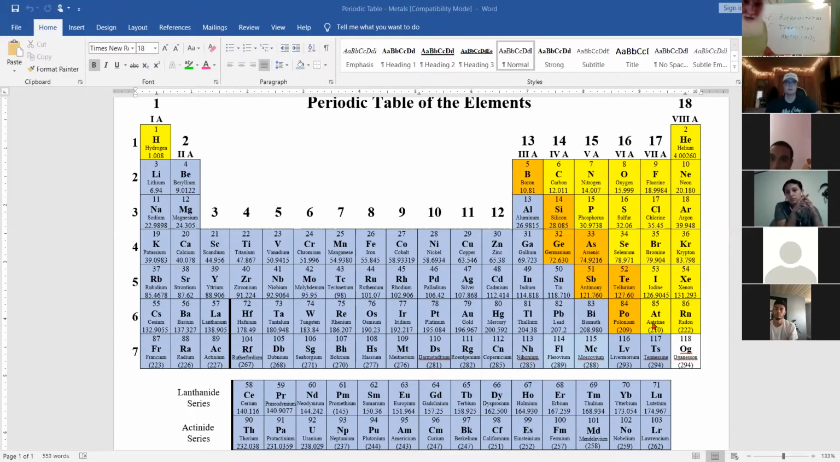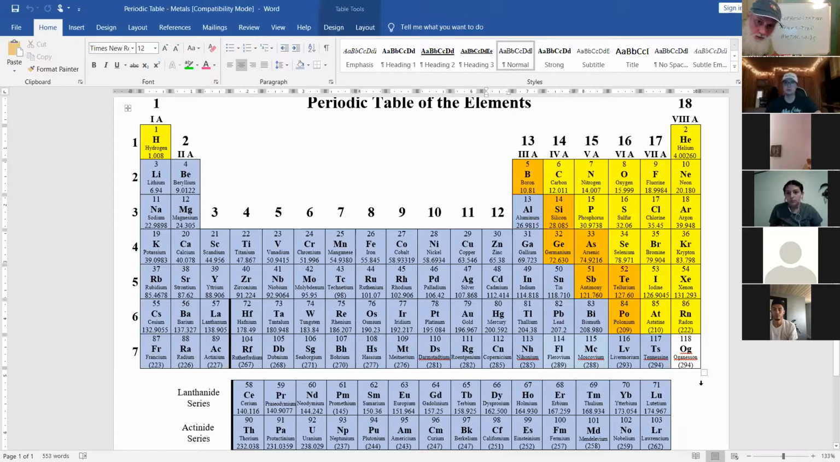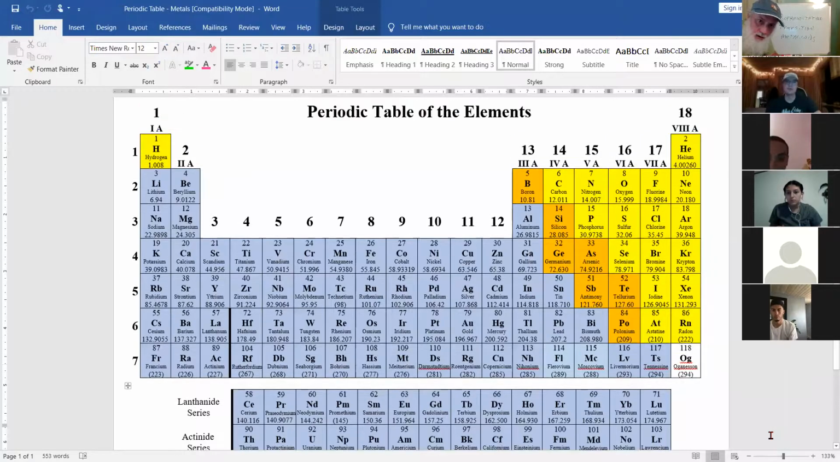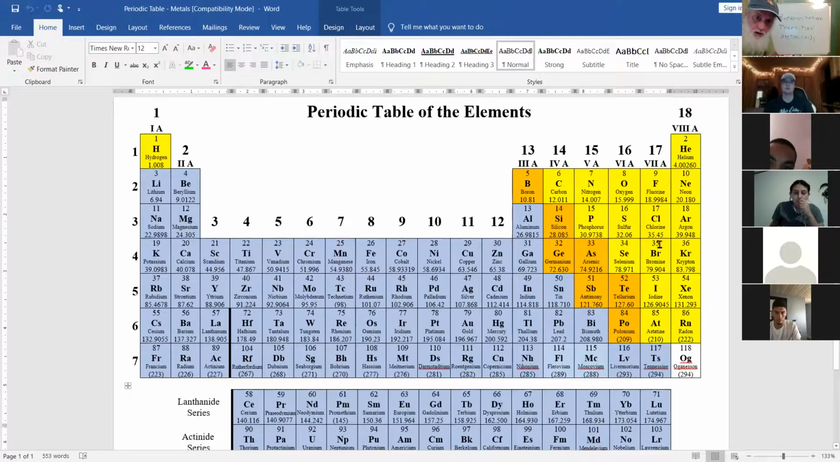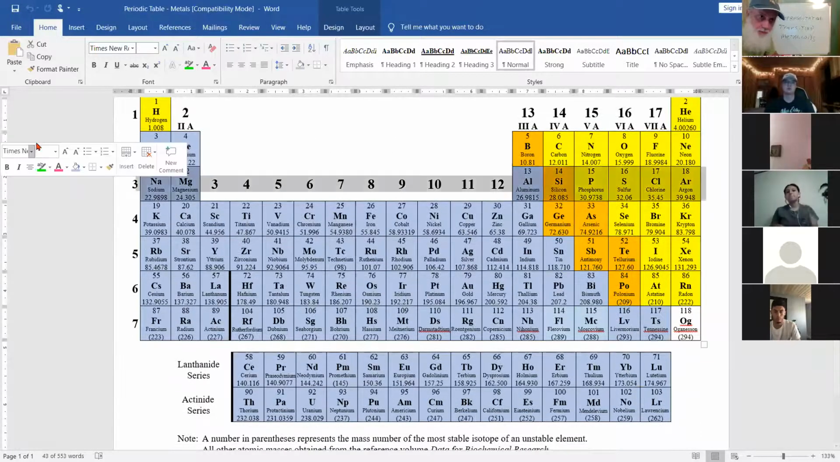I do want to mention, though, if you were to put a pen here and draw a line down to here, if the element lies on that line, it's a metalloid. If it's to the left, it's a metal except for hydrogen. And if it's to the right, it's a non-metal.